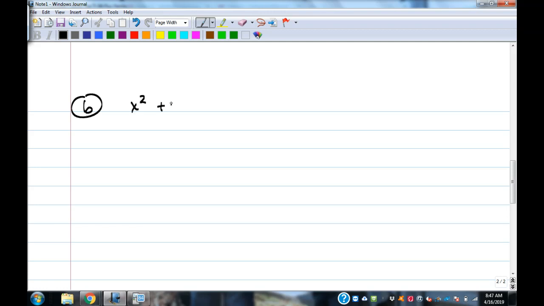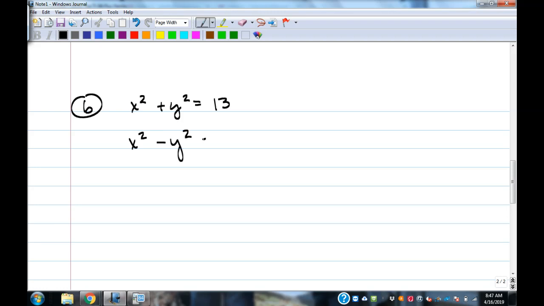X squared plus y squared equals 13. Does anybody know what that's the equation of from maybe geometry class? Think shapes. Circle. It's the equation of a circle. X squared plus y squared equals 13 is the equation of a circle centered at 0, 0 with a radius of the square root of 13. You may not remember that from geometry, but that's what that is. Not that it's really necessary to know that. I'm just trying to give you some general knowledge.